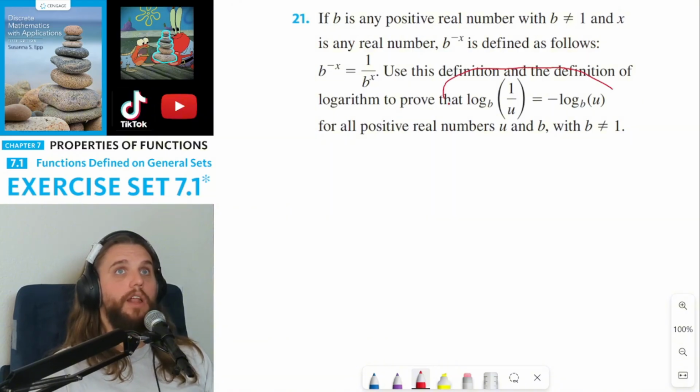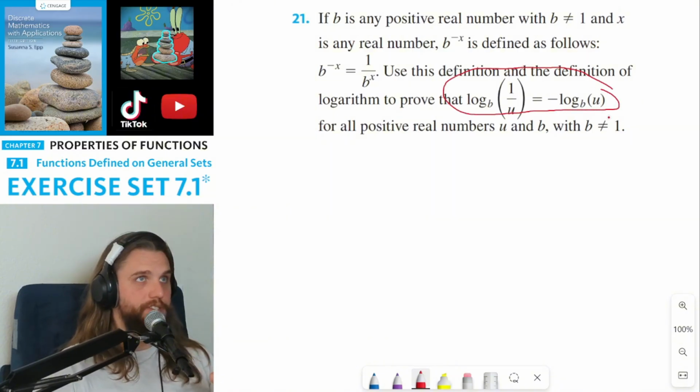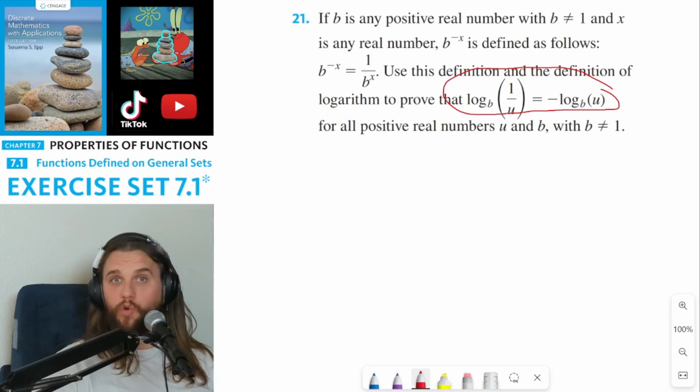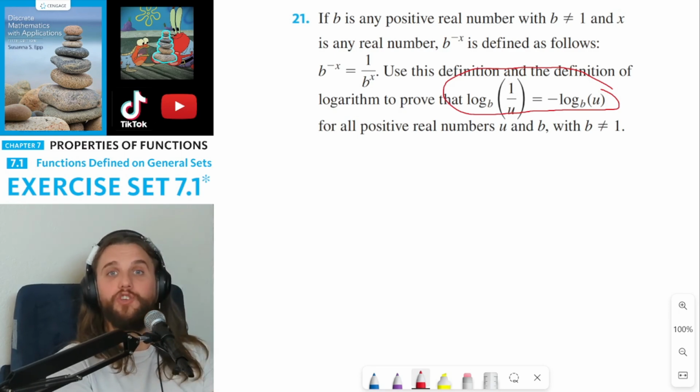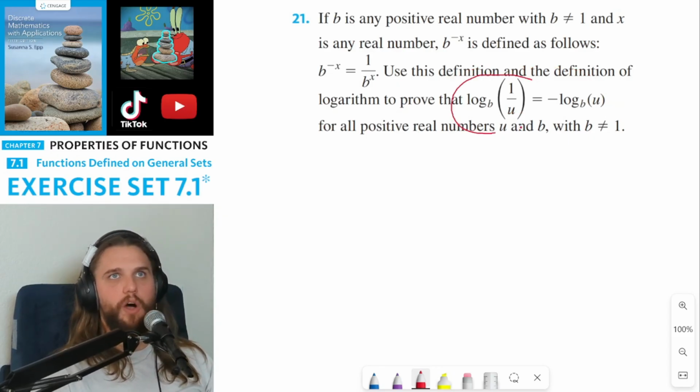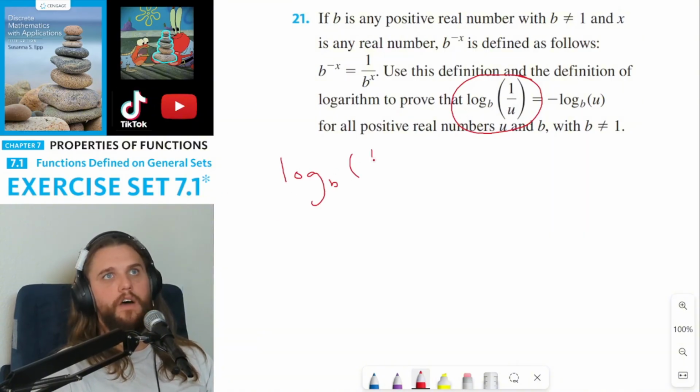Now, one thing we're not allowed to do is take this equation and fiddle around with it, because this is what we're trying to prove. You're not allowed to assume the thing that you're trying to conclude in order to conclude it. That's not allowed. And so to prove this equality, we're just going to start with the left-hand side here, log base b of 1 over u.